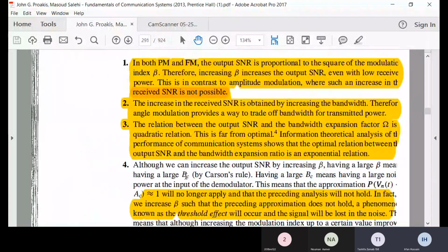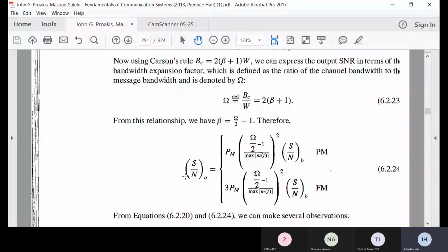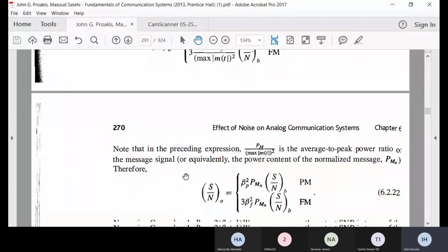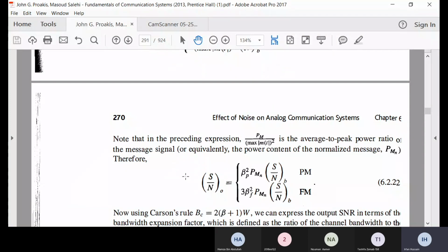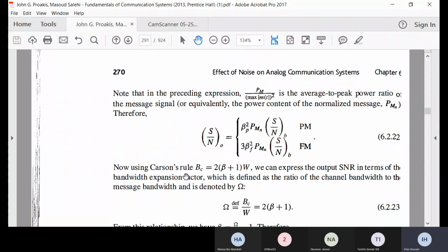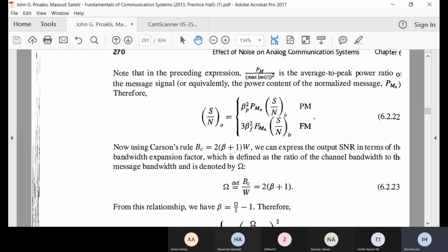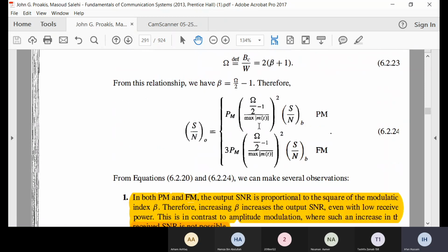If you remember, in the last lecture we had completed the derivation of the signal to noise ratio at the output of angle demodulators, and it came out to be this equation, or you could write it in various other forms. You could also write it in this form.